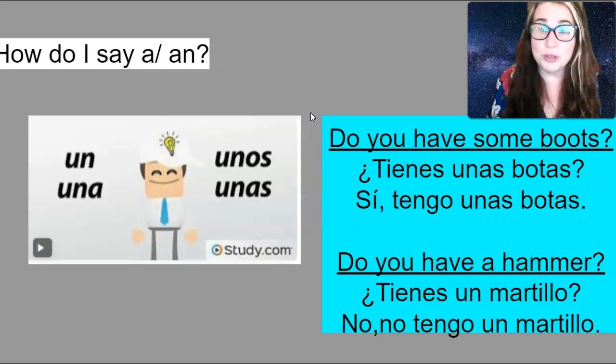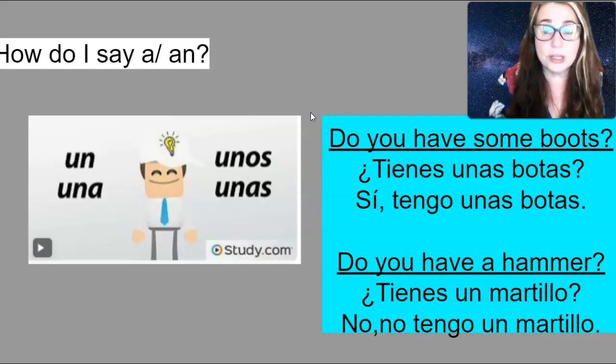So let's look at the boots. Are the boots female or male? Well, here's how you know. The A for bota, boots, let's look over here.